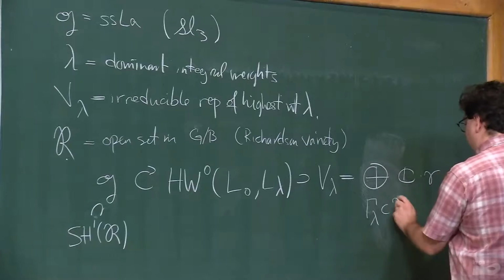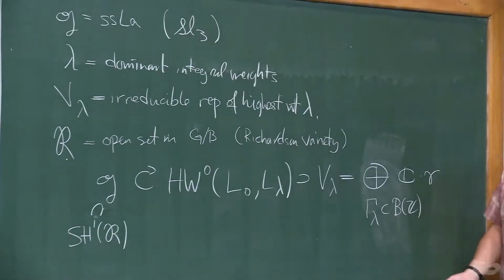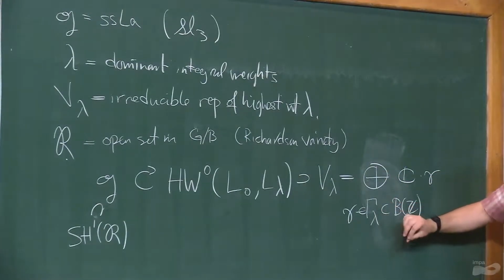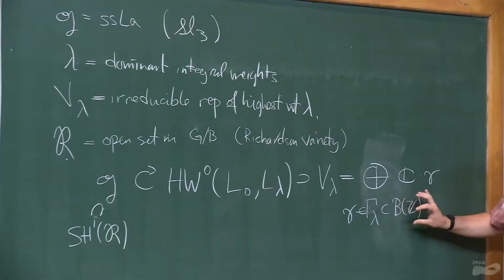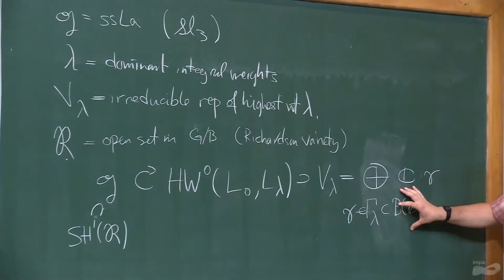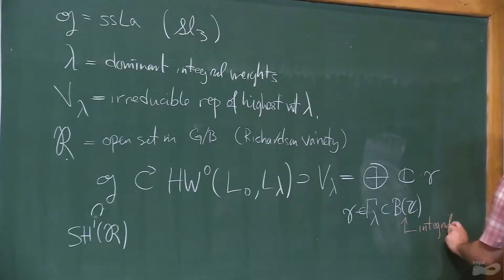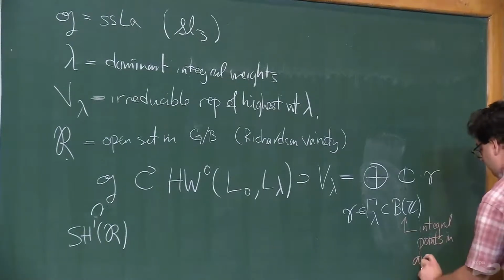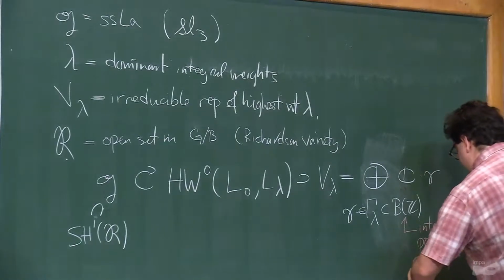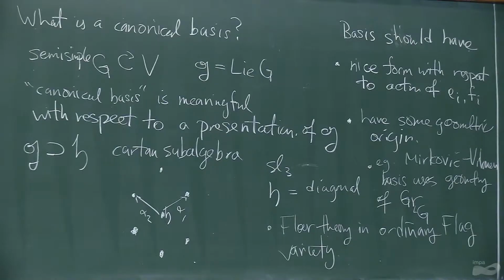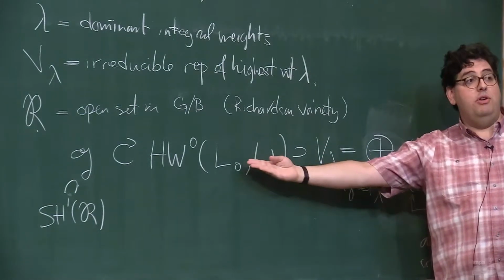Probably I need to introduce more notation, but there's going to be a certain discrete set I'll call gamma sub lambda, which indexes the basis elements. This is my canonical basis. And what is this set gamma sub lambda? It's a subset of another set I call B of Z. This is the set of integral points in an integral affine manifold. These integral points are also in bijection with certain generators of this thing, certain Hamiltonian chords.